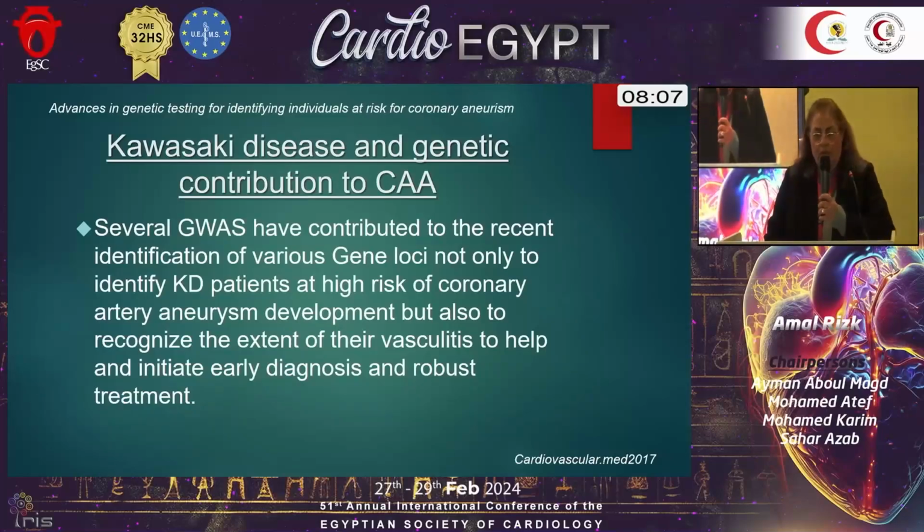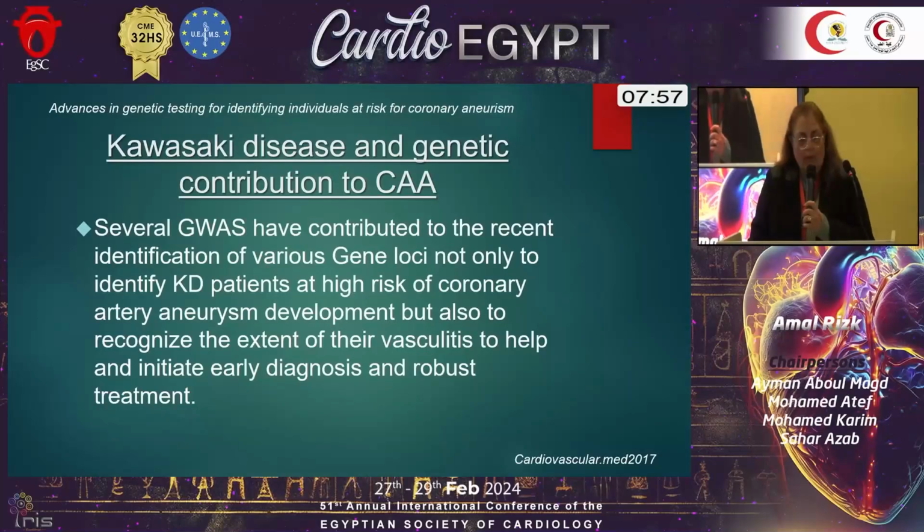According to genome-wide association studies, they have contributed to the recent identification of various gene loci, not only to identify Kawasaki disease patients at high risk of coronary artery aneurysm development, but also, which is very important, to recognize the extent and severity of their vasculitis, to help initiate early diagnosis and robust treatment.